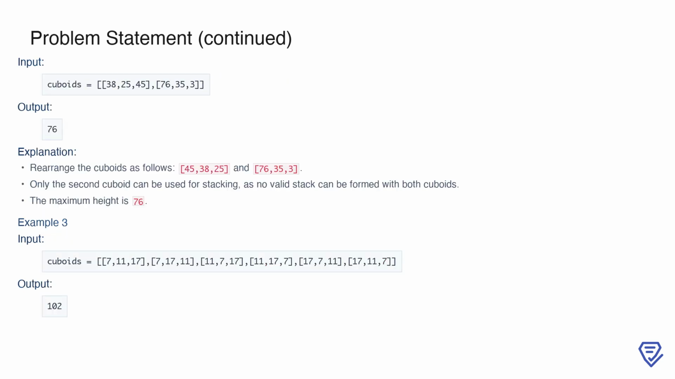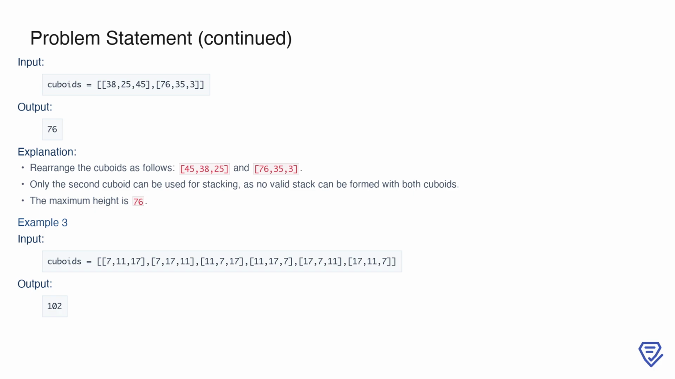In the second example, we have two cuboids with dimensions 38, 25, 45 and 76, 35, 3. First, we can rearrange these cuboids as 45, 38, 25, and 76, 35, 3. However, there is no valid way to stack both cuboids because the dimensions of one cuboid are not entirely greater than or equal to those of the other. As a result, we can only use the taller cuboid, 76, 35, 3, as a standalone stack. The height of this single cuboid is 76, so the output is 76.